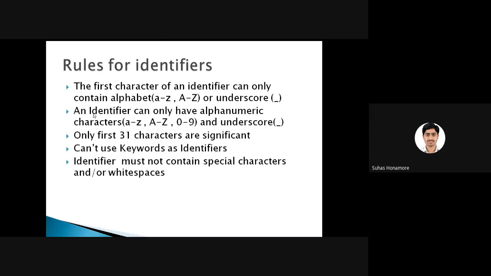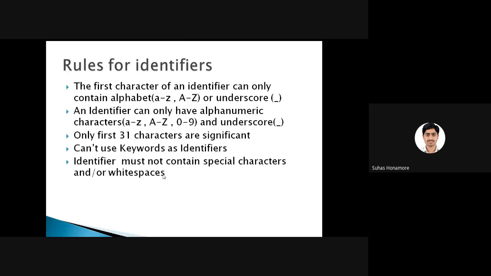An identifier can only have alphanumeric characters and underscore. What is alphanumeric? It is nothing but alphabets plus numbers, that is A to Z, small letter or capital letter, and 0 to 9. So any digits it can have. These things are allowed in identifiers. For example, if an identifier is A9, A is a letter and 9 is a digit, so both together it can have. I can write an identifier as E9.